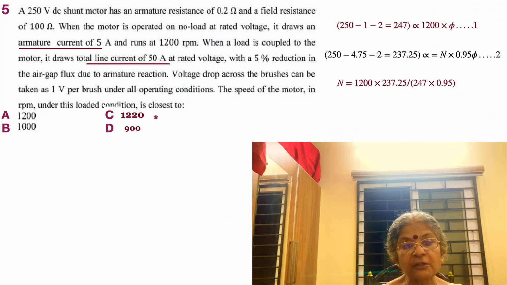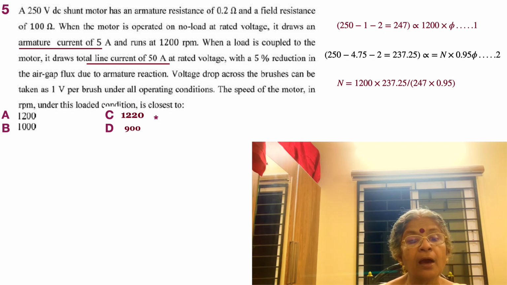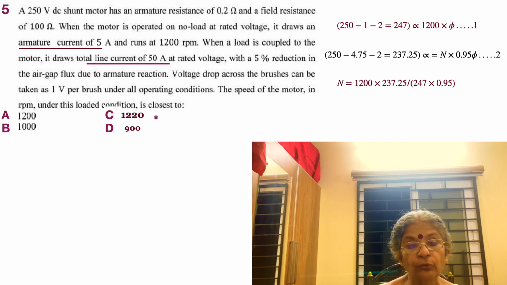Moving on to the fifth problem. It's a long problem, so as we read, we make comments. A 250 volt DC shunt motor has an armature resistance of 0.2 and a field resistance of 100. So immediately what do you see? 2.5 amps is drawn by the field, because 250 volt is given and there's a shunt field of resistance 100 ohms. So 2.5 amps goes to the field. When the motor is operated on no load at rated voltage of 250, it draws an armature current of 5 ampere.